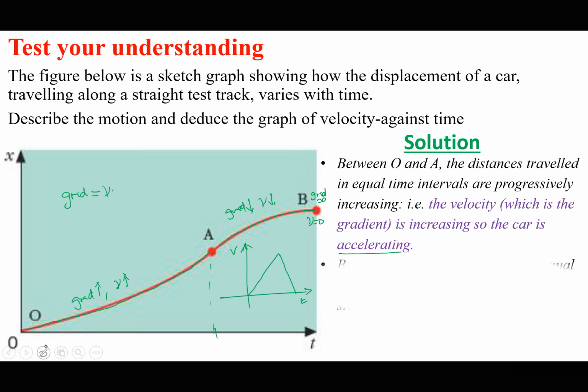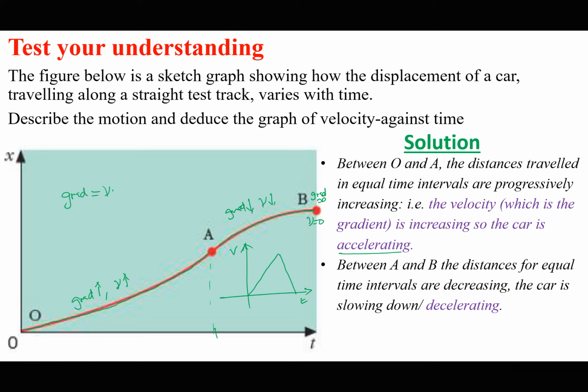Then between A and B, we see that the distances for equal time intervals are decreasing. The car is slowing down. So we can say between A and B, the car is slowing down, or the velocity is decreasing, or we say the car is decelerating because the velocity is decreasing. Remember, the velocity is the gradient. And finally, at B, the gradient is 0. So we can conclude that the velocity is 0 at B, so the car is at rest. That is if we want to describe this motion clearly.